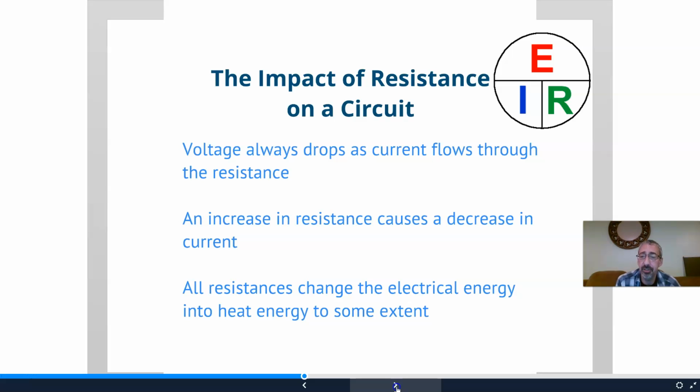Let's say you're walking down the street, and all of a sudden you find yourself pushing through a pool of chocolate pudding. I think you're going to slow down. Thus, we can see that when resistance increases, current decreases. All resistances change the electrical energy into heat energy to some extent.